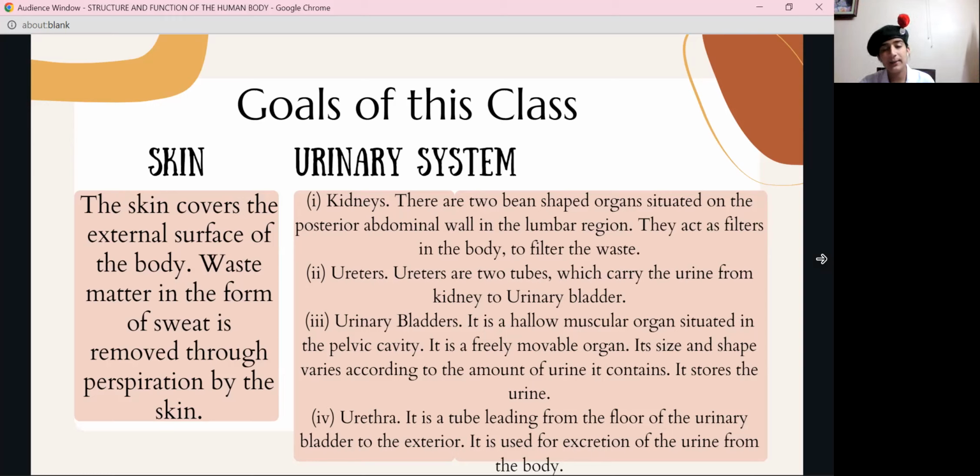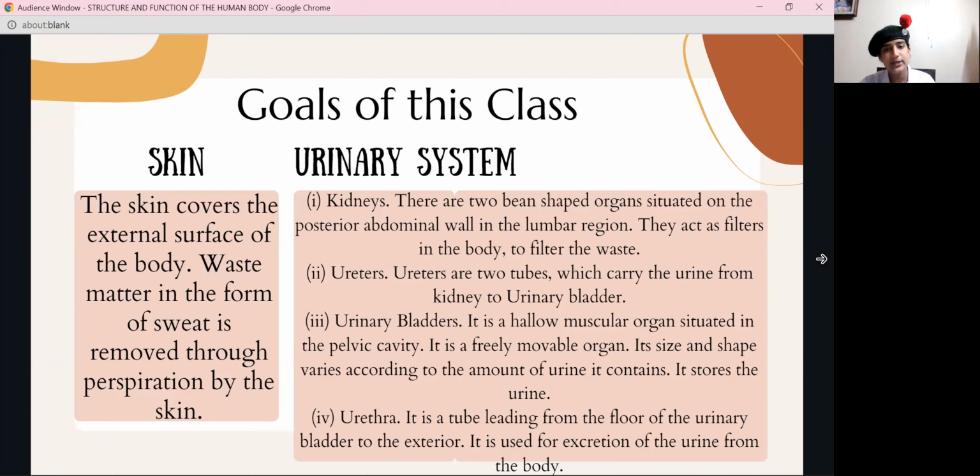two bean-shaped organs situated on the posterior abdominal wall in the lumbar region. They act as filters in the body to filter the waste. I guess that is quite understandable.